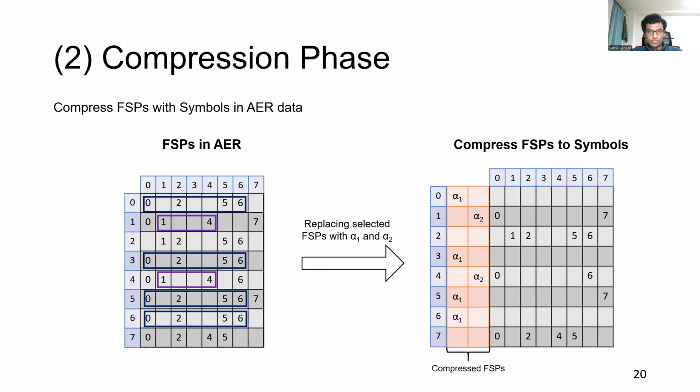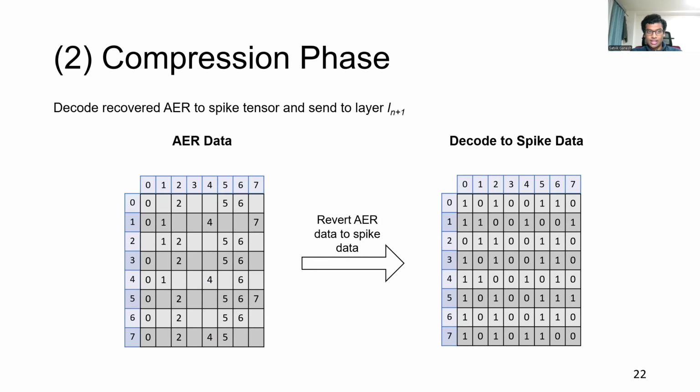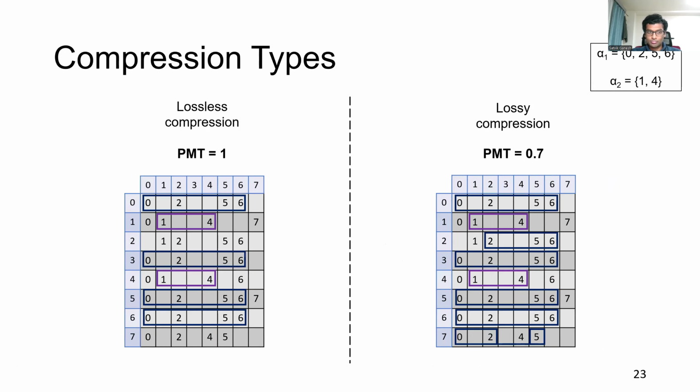Then, in the compression phase, we compress the FSPs with symbols in the AER data. Next, these compressed symbols are decompressed with the corresponding FSPs in the AER data. Afterwards, we decode the recovered AER back to the spike tensor and we send it to the next layer ln+1.